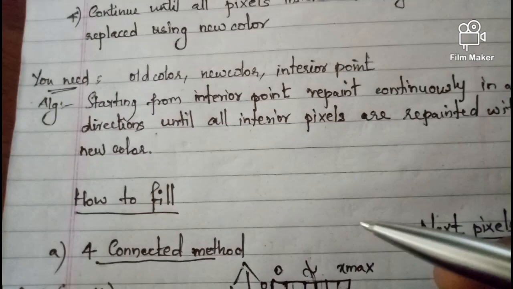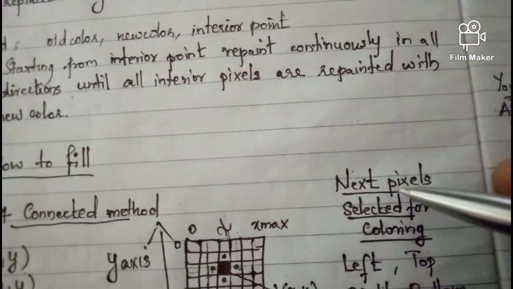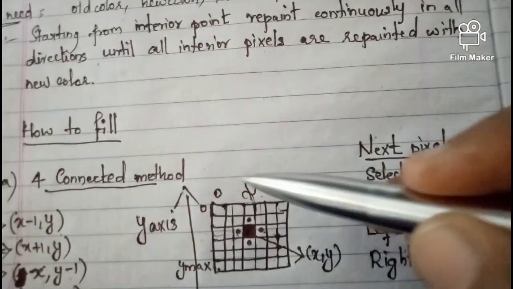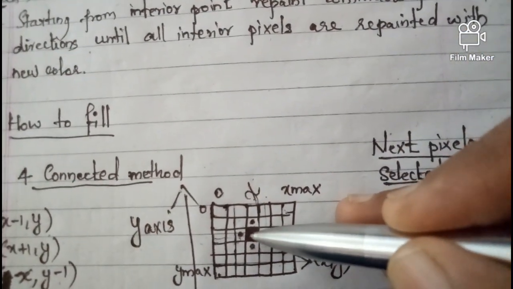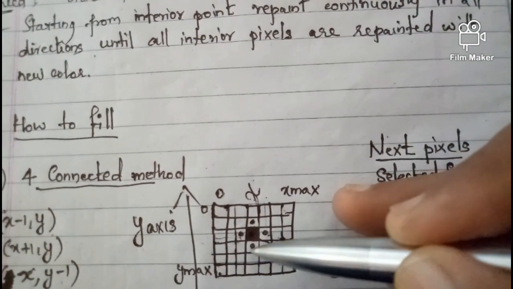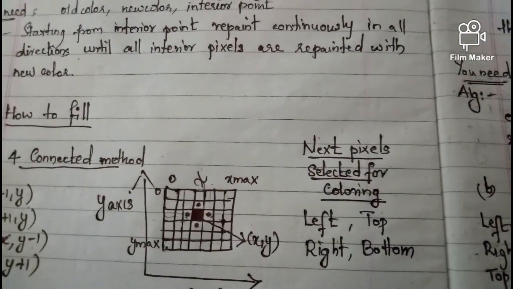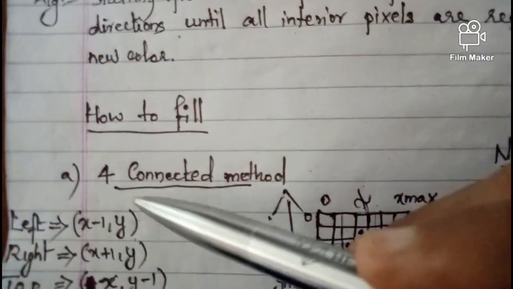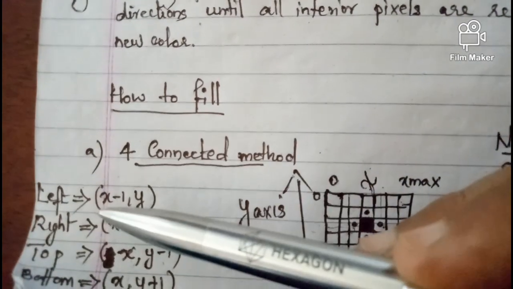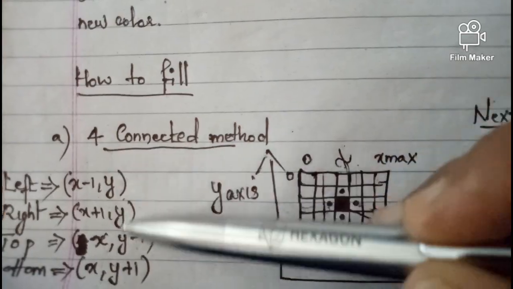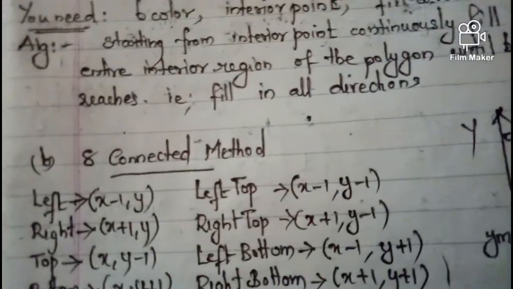Okay, so the method used for selecting next pixels for coloring is called the 4 connected method. In 4 connected method, we select four neighboring pixels for coloring. They are top, left, right and bottom. So this is how, if a pixel is represented by x comma y, left, right, top and bottom pixels are represented in this fashion. Okay, now let us move on to the 8 connected method.